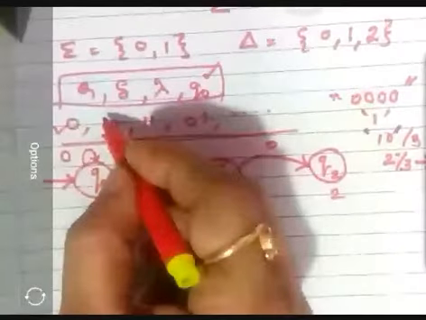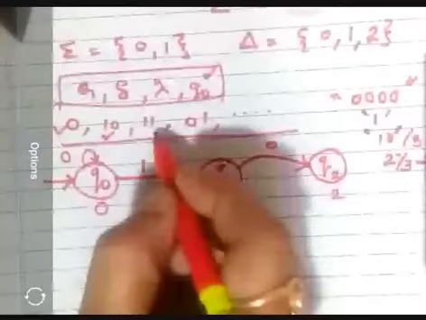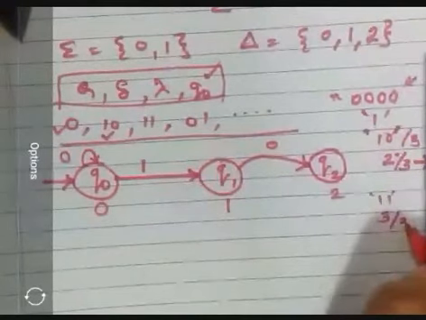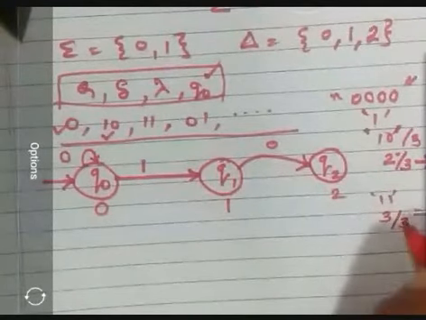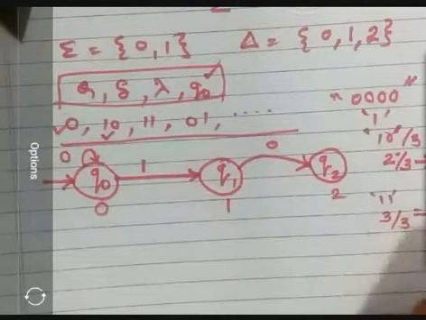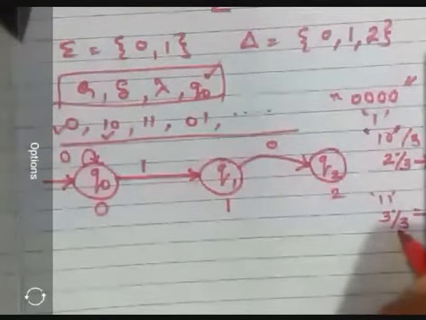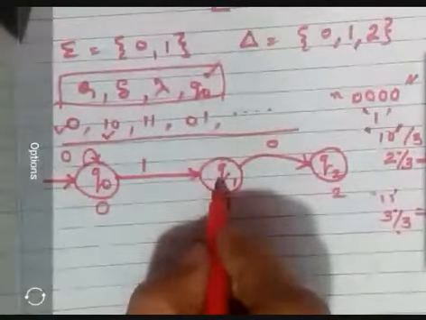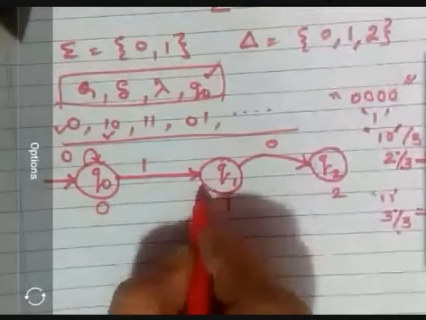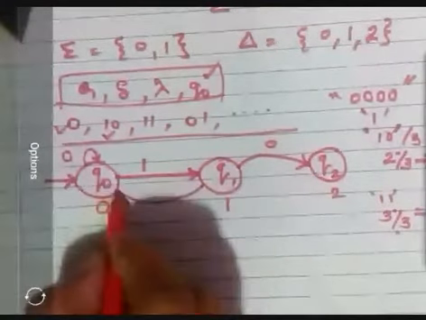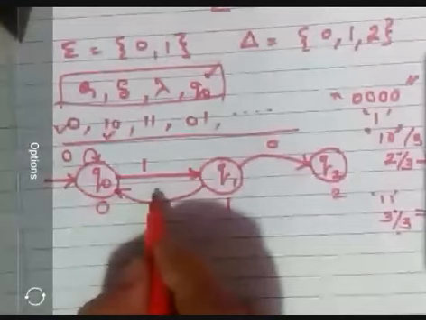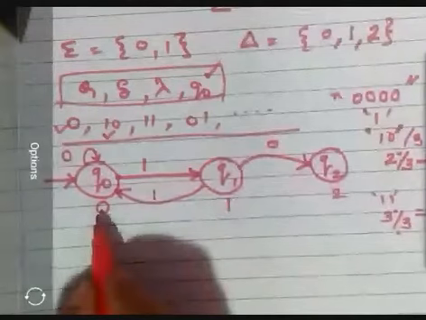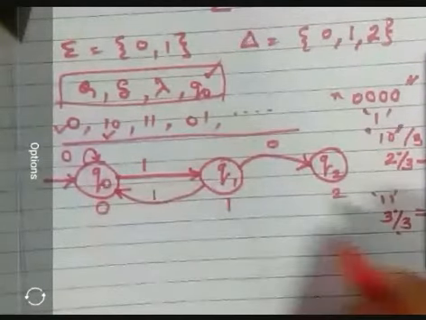Now next number is 1, 1. So 1, 1 means 3. 3 divided by 3 should give me 0 as remainder, right? So when I'm having input as 1, and then again if I get 1, then I should get remainder as 0. So can I say that after reading 1 and then 1, I am reaching a state which will give me residue as 0. And here there is a self loop, right?